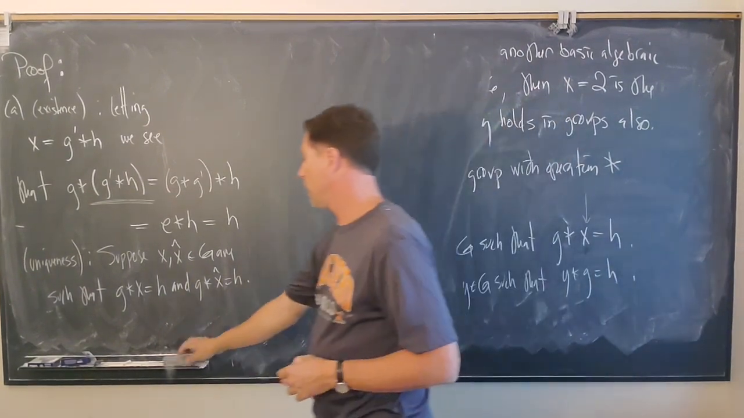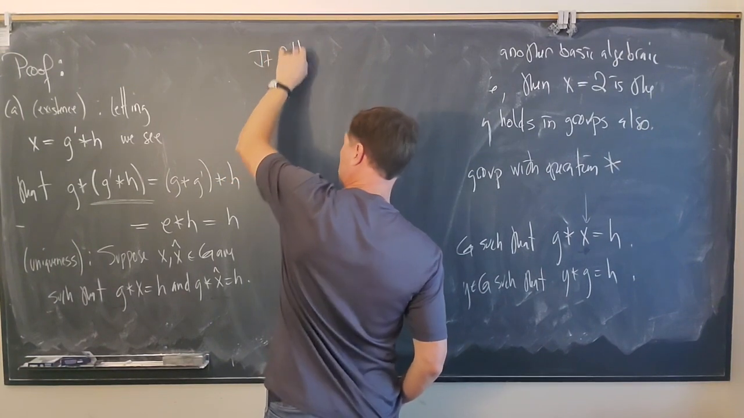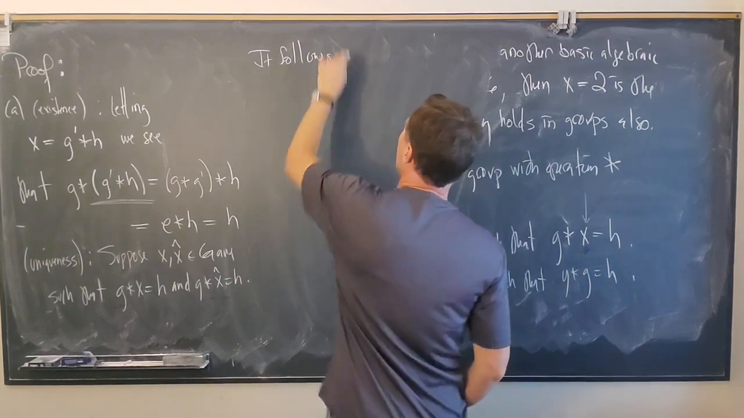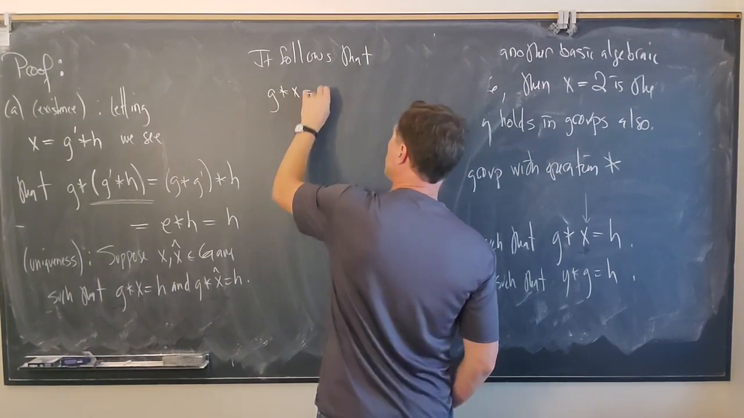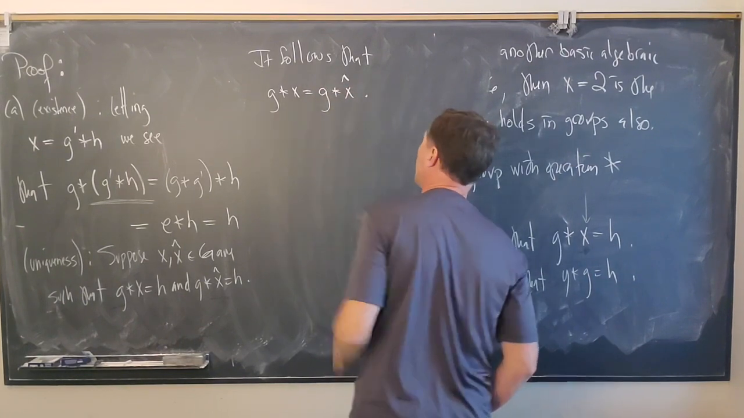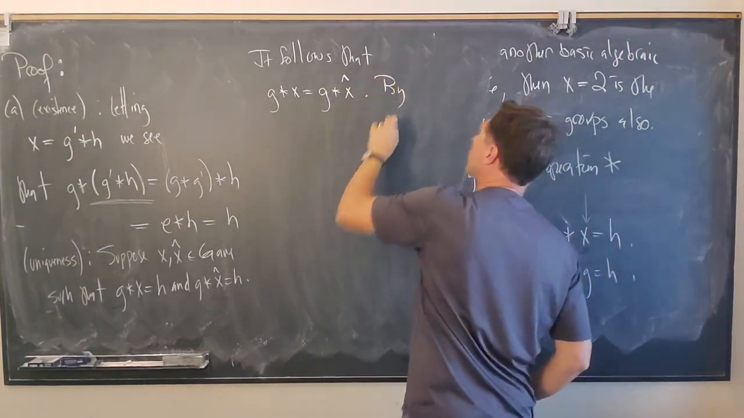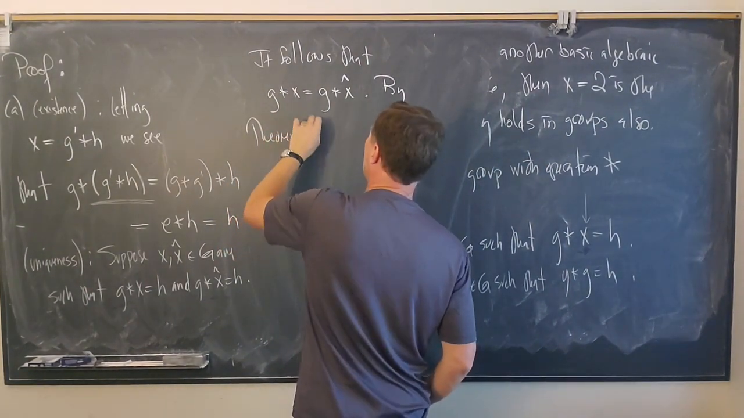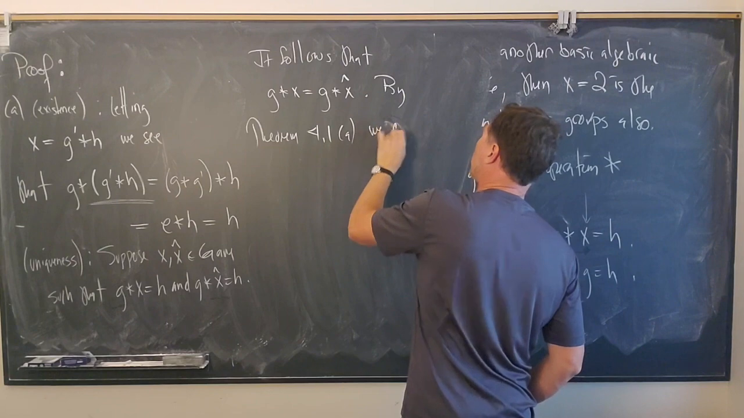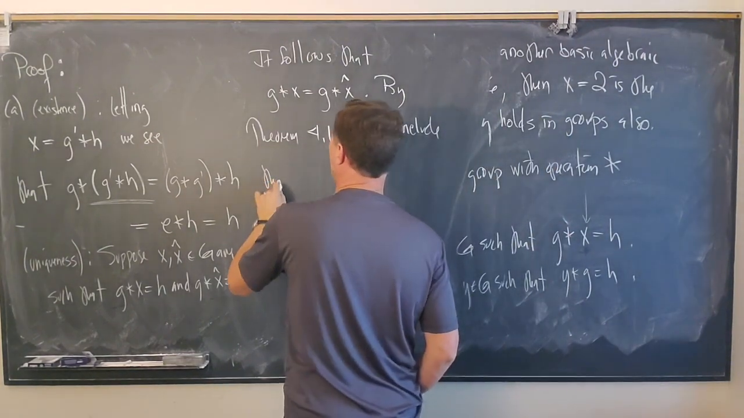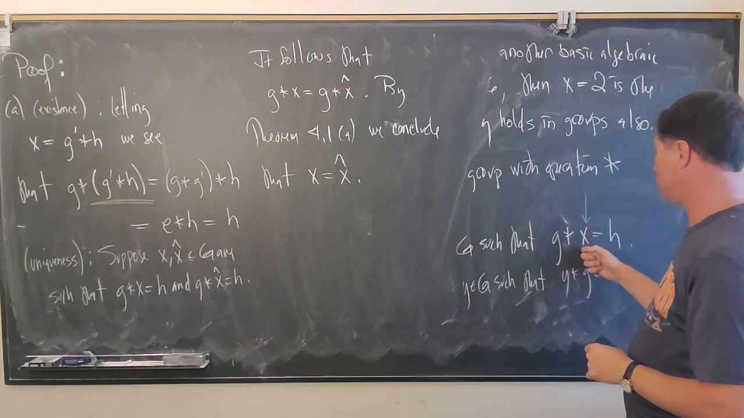Well, notice now, both this piece and this piece are equal to h, which means that they're equal to each other. So it follows that G star x is equal to G star x hat. And now this should look familiar from our previous theorem. We know that we can cancel on the left. So by theorem 4.1, it was the left cancellation, so it's part A, 4.1a, we conclude that x equals x hat, right? So there's exactly one element that we can substitute right here to solve that equation.